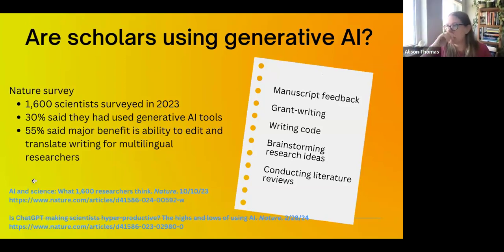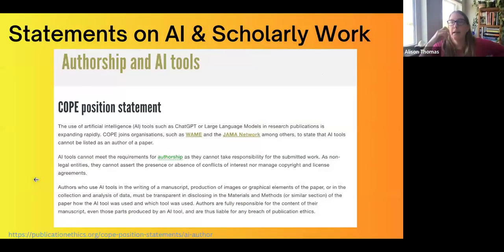A lot of scholars report using generative AI for manuscript feedback. So getting commentary and help with something they've already written, writing grants or other things that have sort of formulaic structures, writing code, brainstorming research ideas, conducting literature reviews. The literature review is, in multiple things that I've read, something that a lot of scholars are using generative AI for. So again, all of those risks are true, and scholars are finding these tools useful still for these purposes.